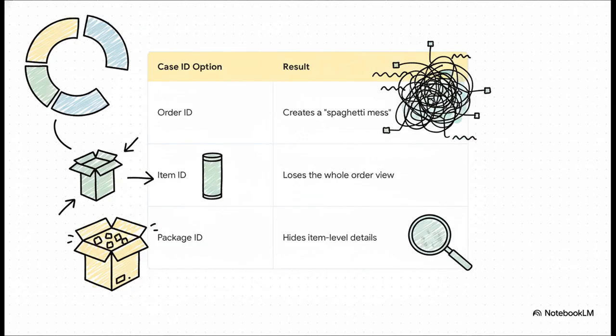If you choose the item ID, you're only seeing the journey of one item at a time, not the whole customer experience. If you pick the package ID, you totally miss the fact that multiple items might be inside one box. But here's the big one. If you choose the order ID, you get this unreadable spaghetti mess. Why? Because activities like package shipped happen twice for the same order, creating these crazy, confusing loops in your process map. Good luck finding a bottleneck in that.